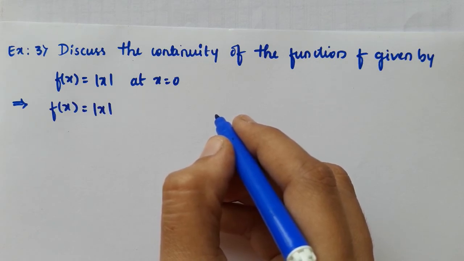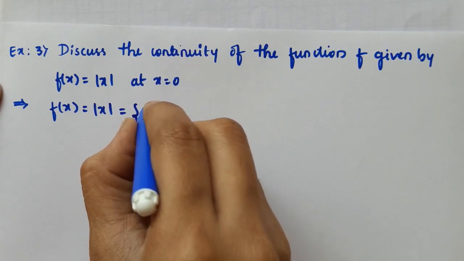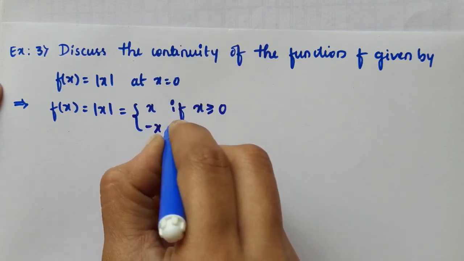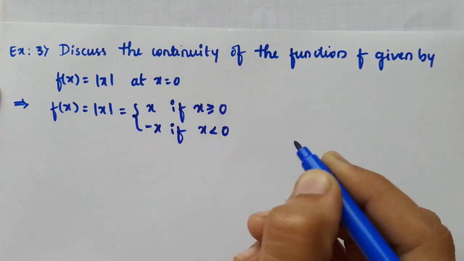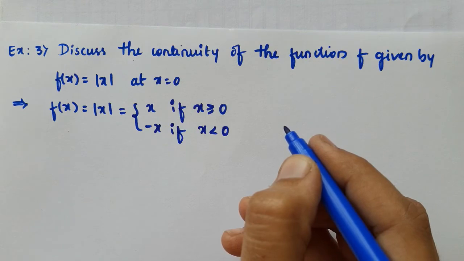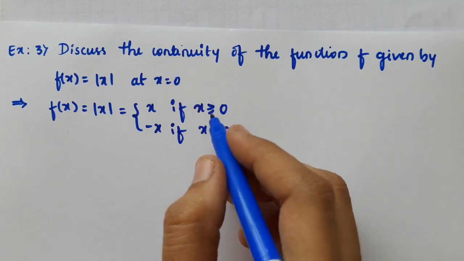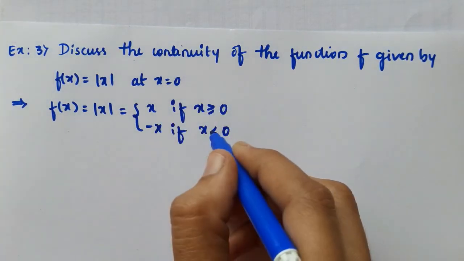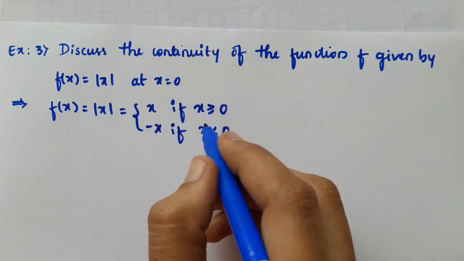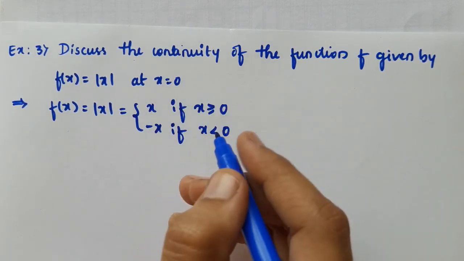What is the definition of modulus function? Modulus function's value is x if x is greater than or equal to 0 and its value is minus x if x is less than 0. This is the definition of the modulus function. First we have to see whether the function is defined for all the real numbers or not. For greater than or equal to 0, the function is x, and for less than 0, the value of the function is minus x. Means the function is defined for all the real numbers. Particularly at x is equal to 0, the function is defined.